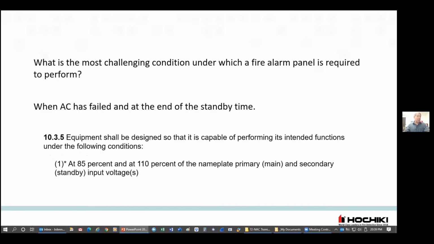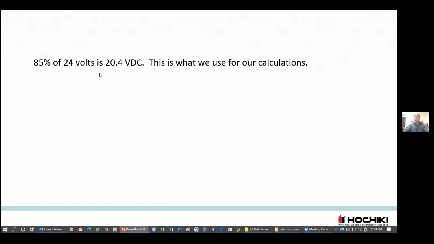Now, again, as we discussed, we're not going to consider that we're starting with 24 volts. NFPA 72 says equipment needs to operate at 85% of its voltage. So 85% of 24 volts is 20.4. So that's where we start, okay?